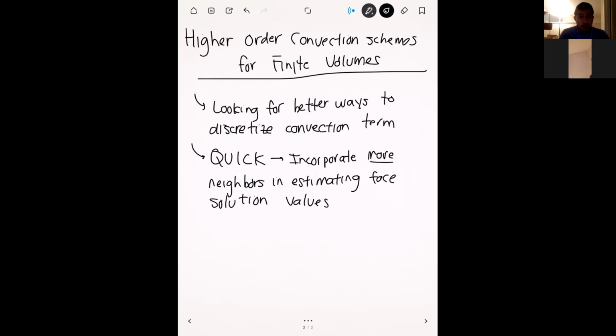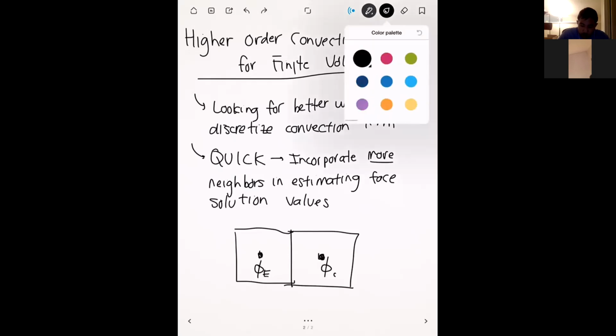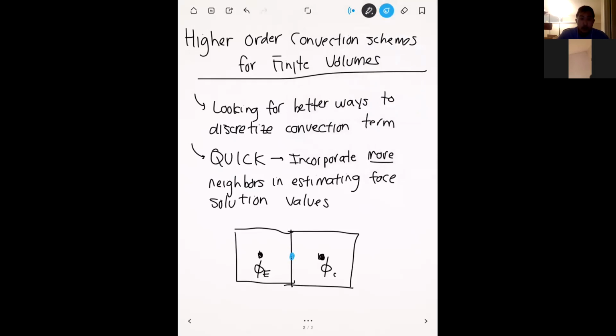Because normally when we're estimating our face values, we usually only incorporate two of our neighbor terms, right? Just as an example, let me draw two finite volume cells here. Let's say we have these two cells, and we'll call this phi sub c and this phi sub e. Remember, as part of the finite volume scheme, specifically for the convective terms, we're responsible for estimating the values of phi right in between the cells.